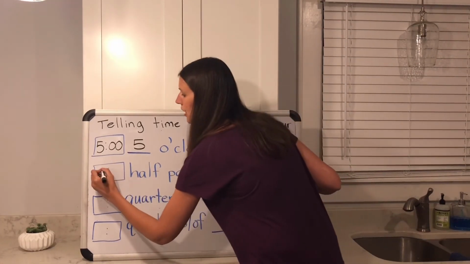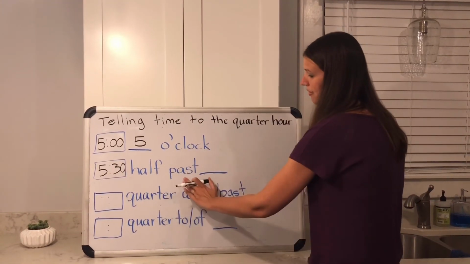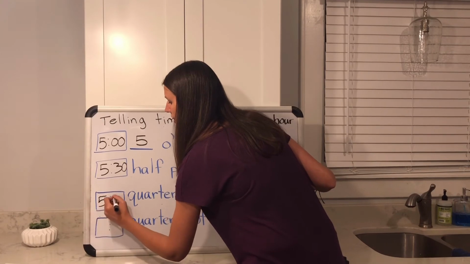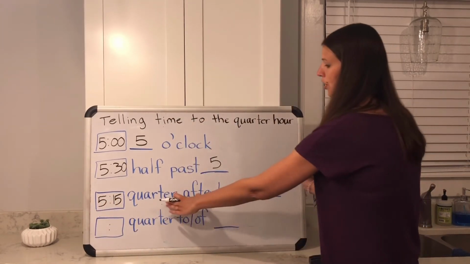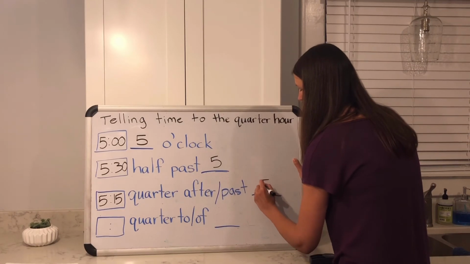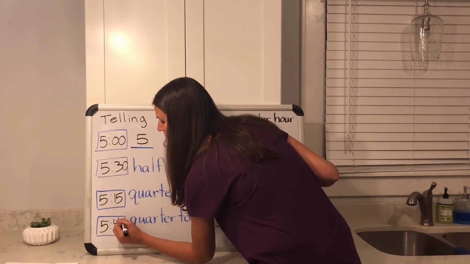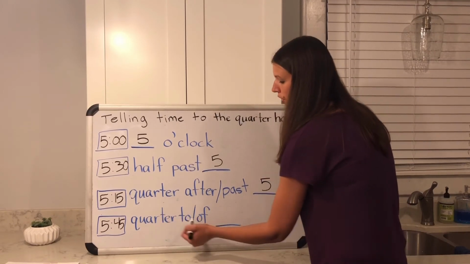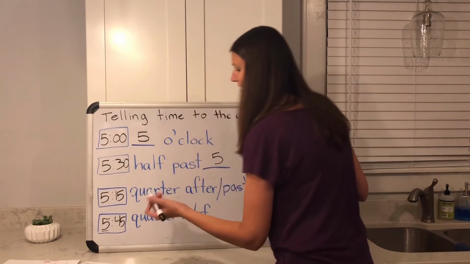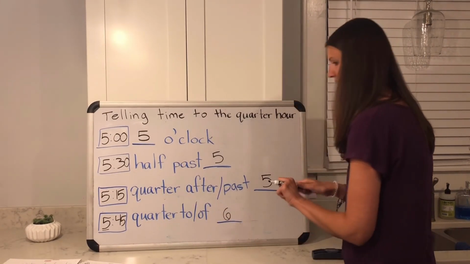If it's 5:30, you write 5:30, and then for the words you would write half past 5. If it is 5:15, you would write quarter after 5 or quarter past 5. You can do either one of those. And then the last one, if it was 5:45, you would write quarter to 6 or quarter of 6. Either one is fine. But remember, this is the one where we go to the next hour. So the next hour after 5 is going to be 6 o'clock. So instead of writing a 5 on this line, I will write quarter to 6. And that is how you do that page.